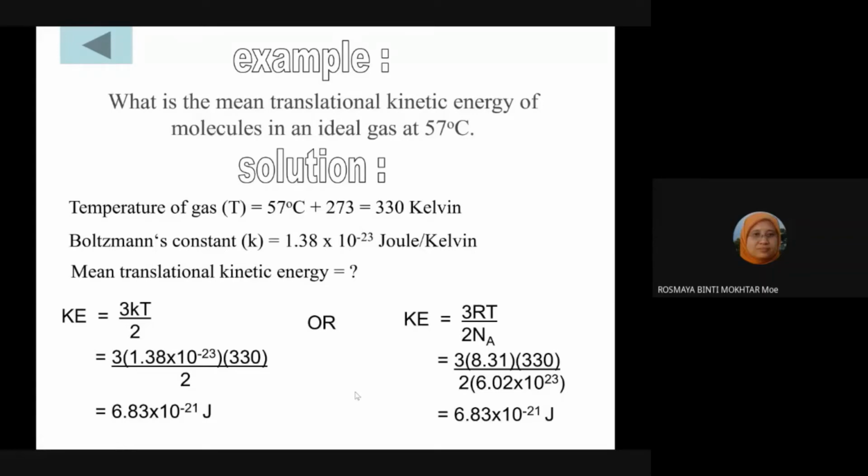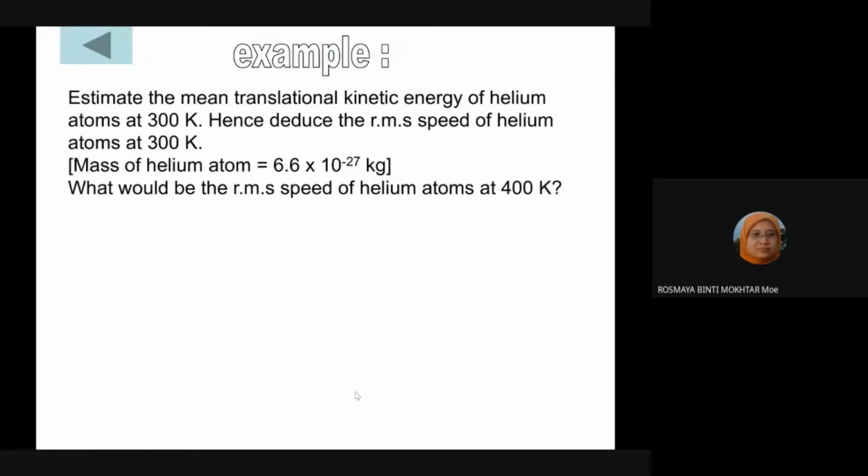So we go to the next example. Estimate the mean translational kinetic energy of helium atoms at 300 Kelvin. Hence, deduce the RMS speed of helium atoms at 300 Kelvin. Now we are going to relate translational kinetic energy with the RMS speed. We have discussed the RMS speed before, so today we just do revision, combining these two formulas, the last week's lesson and today's lesson.